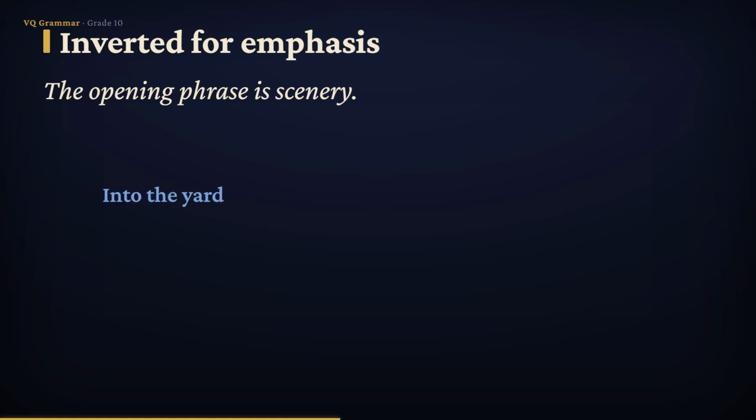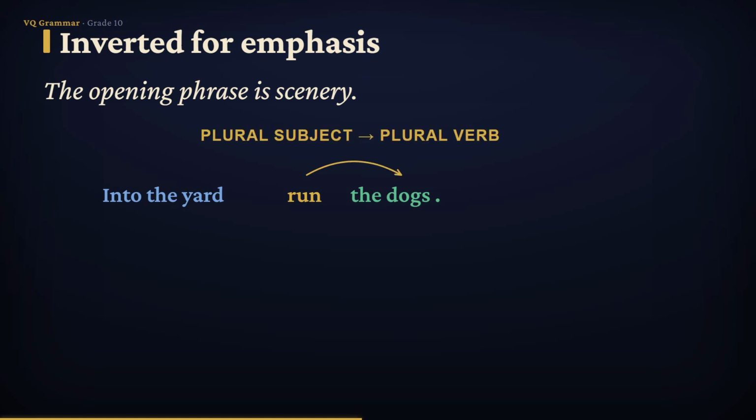Into the yard run the dogs. Start where you always start. Find the verb. The verb is run. Now ask who or what runs, and the answer is the dogs. There is your subject, arriving after the verb. Dogs is plural, so run with no S is correct. Flip it back and you can hear it. The dogs run into the yard.